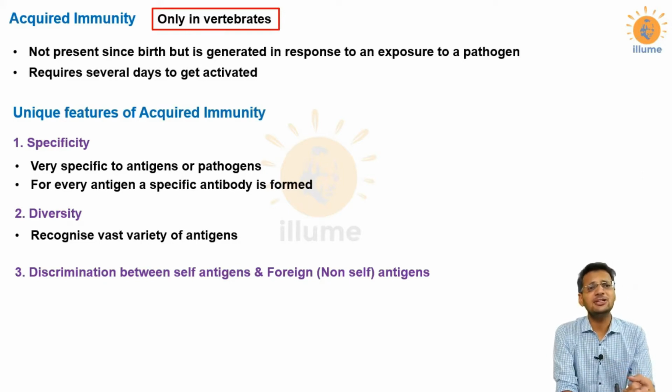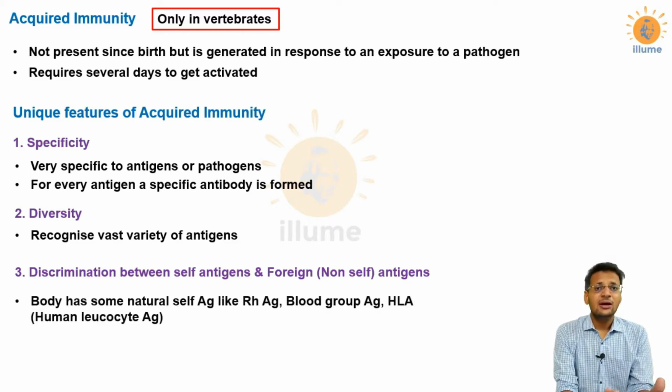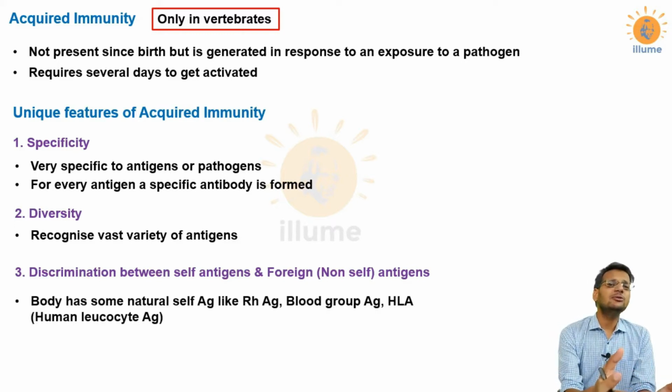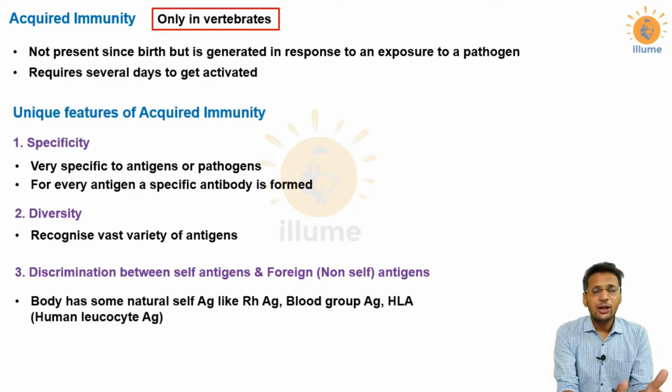Next is blood group antigens. Antigen A and antigen B, which are responsible for your blood groups, are self antigens, and so is HLA, human leukocyte antigen. I'll discuss human leukocyte antigens later on in other videos, but human leukocyte antigen is also a self antigen.